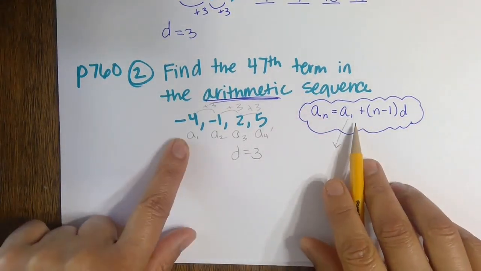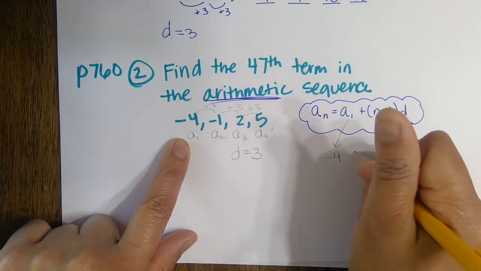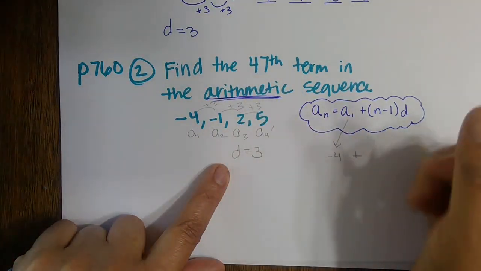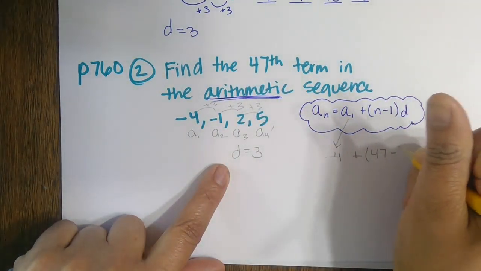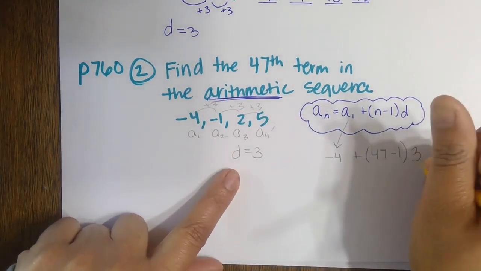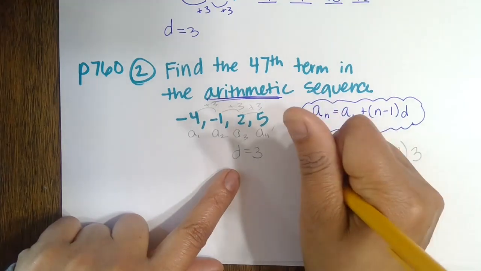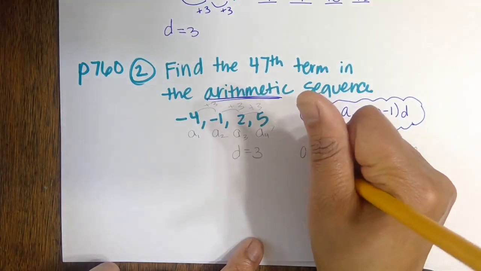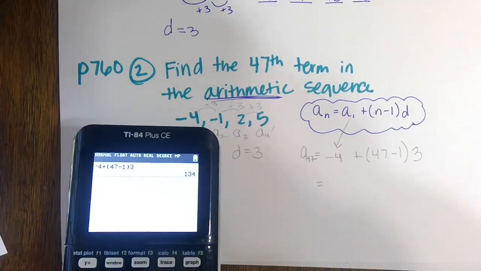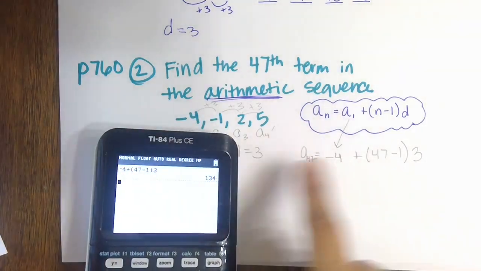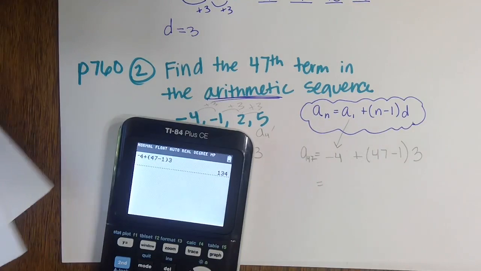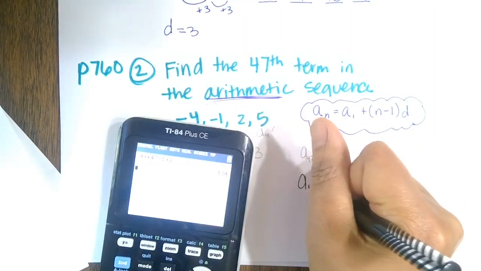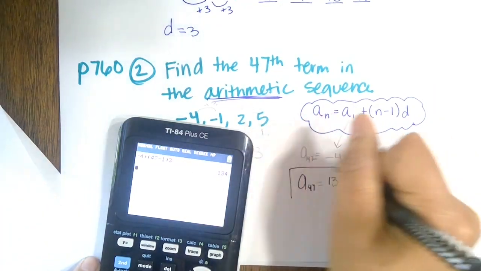So your first term is -4. n is the number of terms, so you would want the 47th term minus 1 times your common difference of 3. So you would say that the 47th term is, and then again, just simplify it, use a calculator, or you could just write it as A47. I grabbed my calculator, plugged it all in, exactly the same. So it says that the 47th term is 134. That's it.